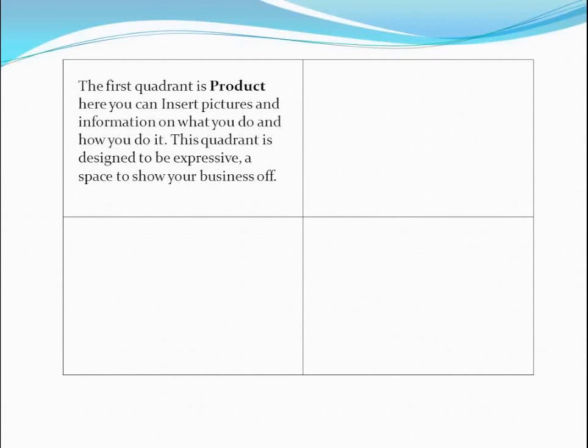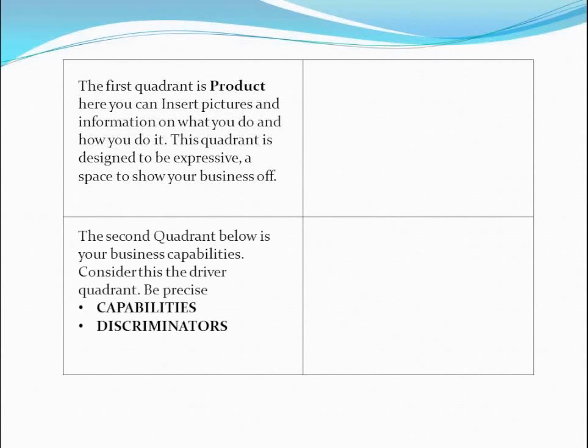So, 4 quadrants. The first quadrant on our chart is the product. And here's where you can insert pictures or information on what you do. This quadrant is designed to be expressive. You know, really show people what you're doing. Try and make this section eye-catching. It's like that little yellow pages ad, but it's more specific.